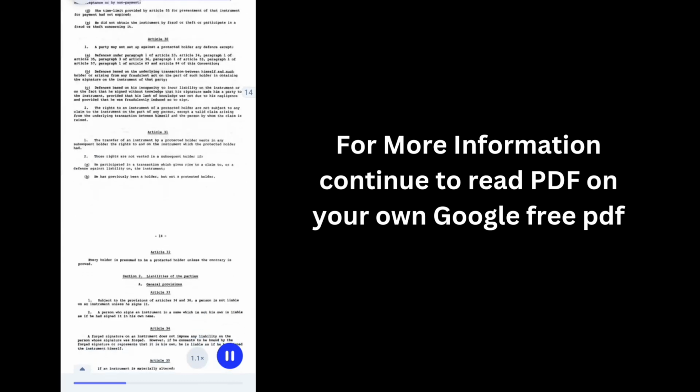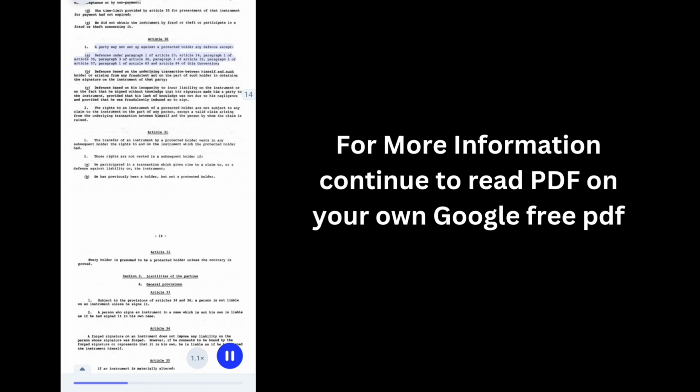He was without knowledge of a valid claim to the instrument of any person. He was without knowledge of the fact that it had been dishonored by non-acceptance or by non-payment. The time limit provided by Article 55 for presentment of that instrument for payment had not expired. He did not obtain the instrument by fraud or theft or participate in it.